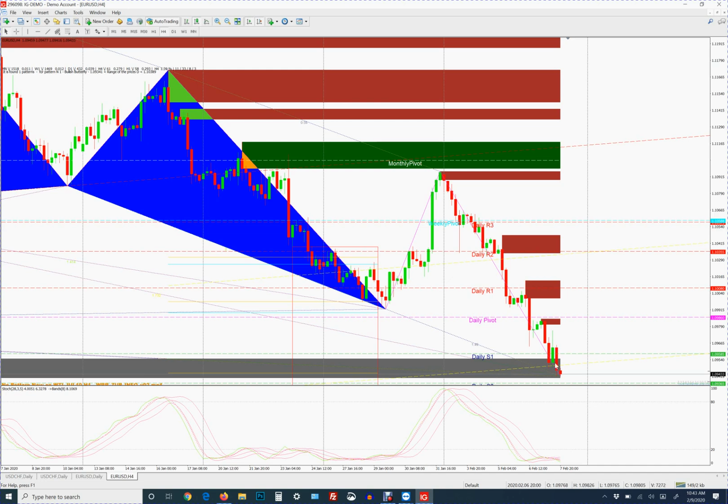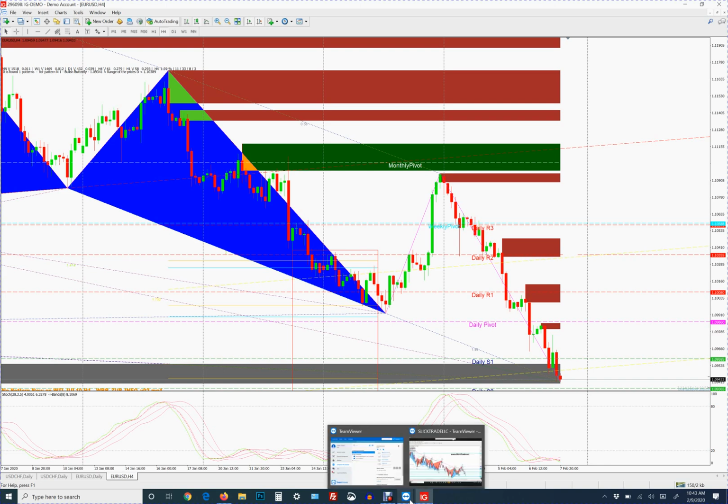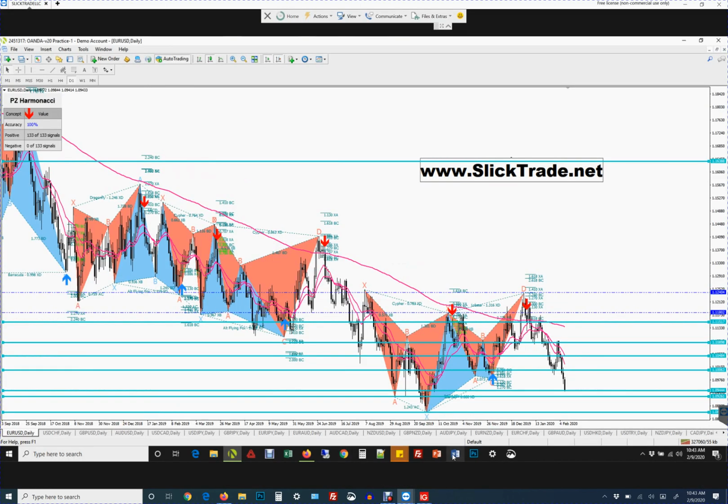So let's look at, let's see here. Oh, you can even see here, we are at that level. Look at daily support here. We are down to that daily support too, even on a lower time frame. Okay, so here are my thoughts. I'm going to delete the one that I just added so you guys can see this.